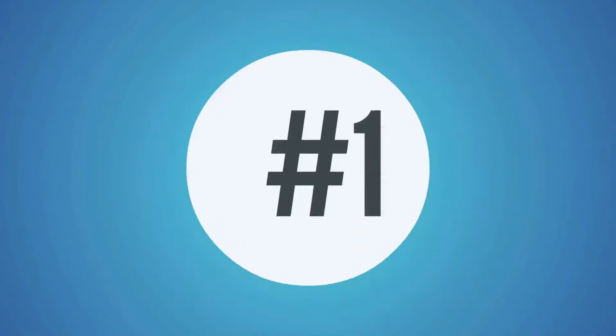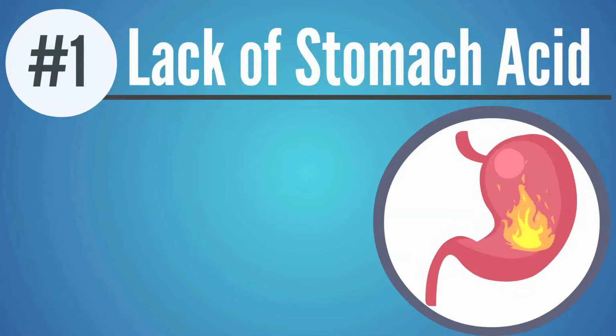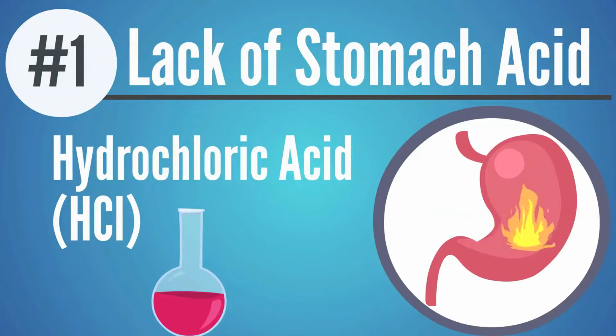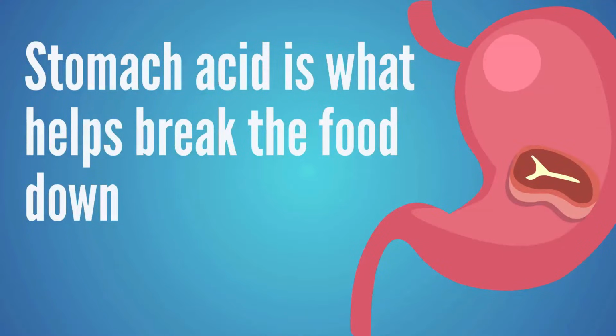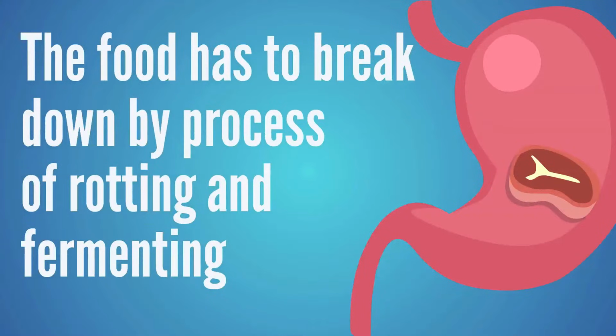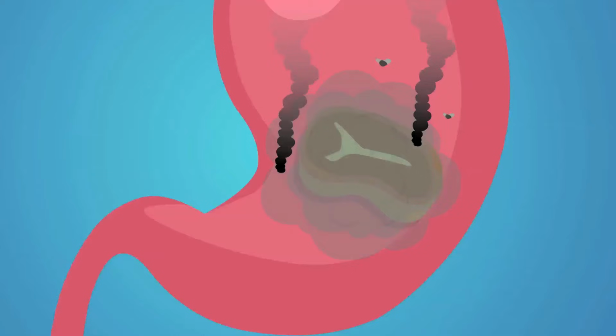Let's jump right into these underlying causes for a loss of appetite. The first one we need to cover is a lack of stomach acid, or hydrochloric acid, also known as HCl. It's very common for this to happen, and there's a wide variety of issues that can make a person not make enough stomach acid. But this becomes really problematic because the stomach acid is what helps us break that food down. So when we eat food and the body can't make enough hydrochloric acid to break that food down, the food has to break down by process of rotting and fermenting. And this rotting and fermenting process creates toxins and gases that can make us feel nauseous.